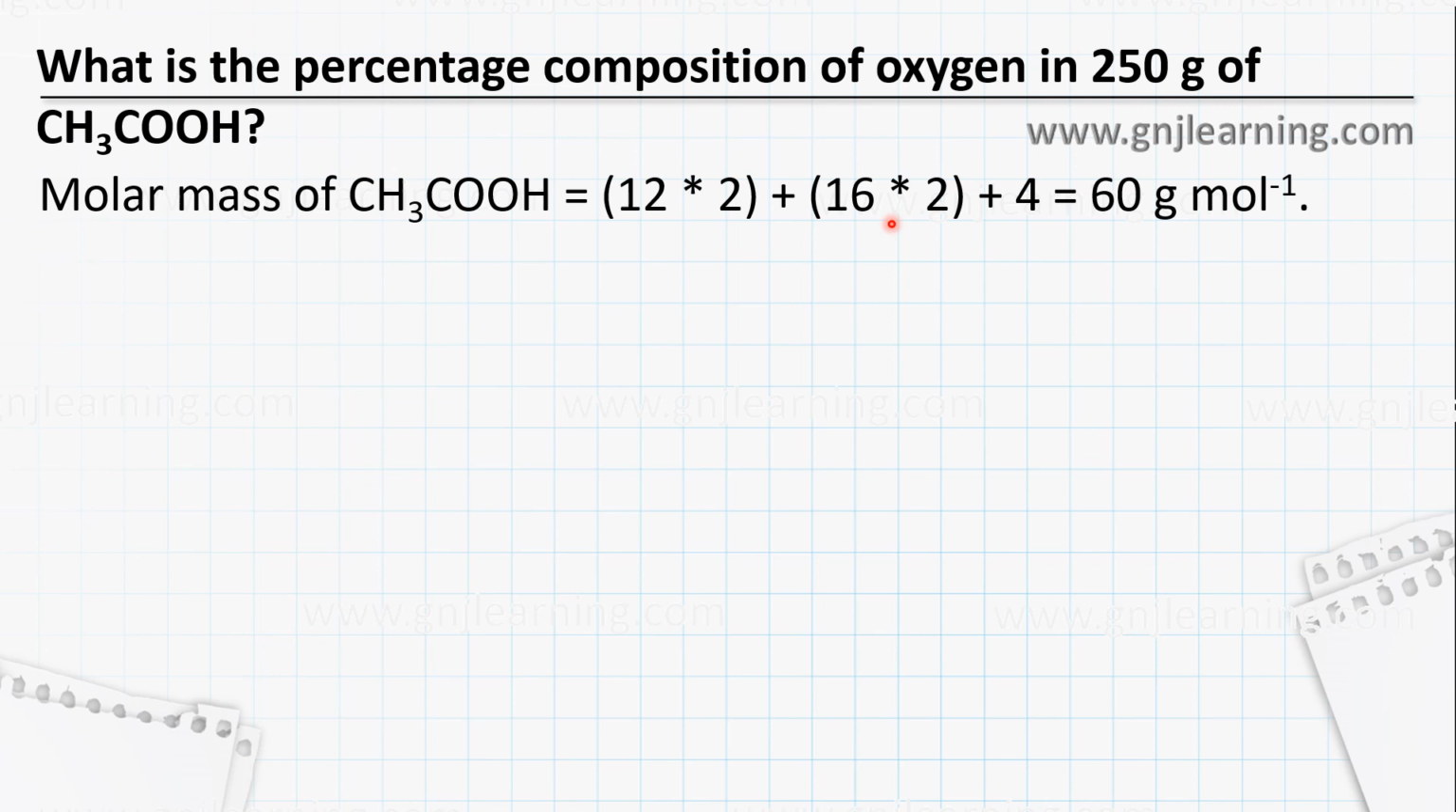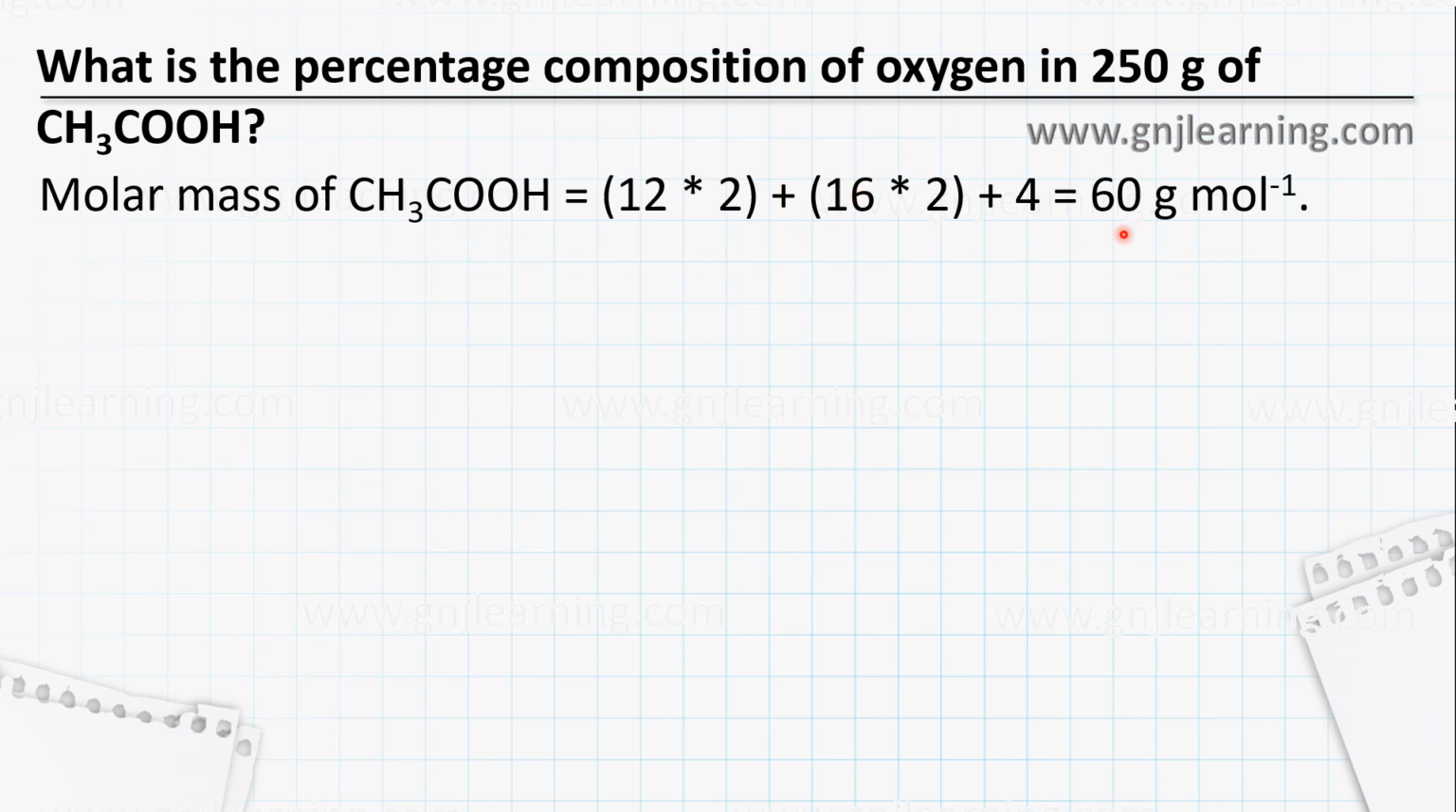And we have 4 hydrogen, and the mass of each hydrogen is 1. So 4 into 1 is equal to 4. So you add them up, you will get the value 60 gram per mole. 24 plus 4, 28, plus 32 is equal to 60 gram per mole. So you have the total mass of CH3COH. Now what they have asked is to find out the percentage composition of oxygen. So I should first find out the mass of oxygen in this 60 gram.